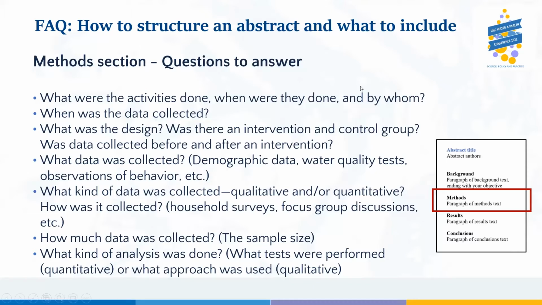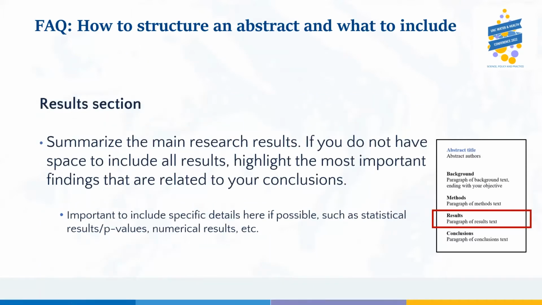Great, thanks, Ben. So after trying to answer a lot of those questions and putting a lot of meat in the methods section, it's also important to move on to the results section and really present the main research results. You should have a lot of details here as well, so we can really understand what work you've done and how important it is. If you don't have space for all your results, that's fine, and you can just highlight some of the most important findings related to your conclusion.